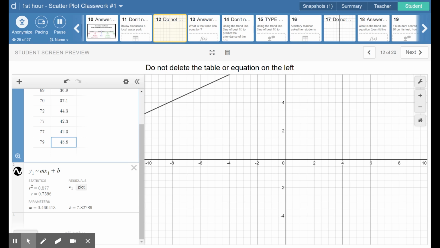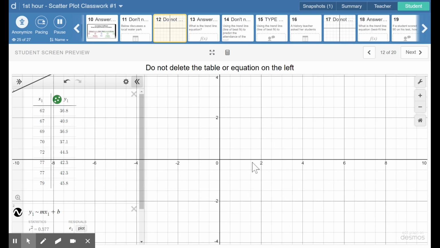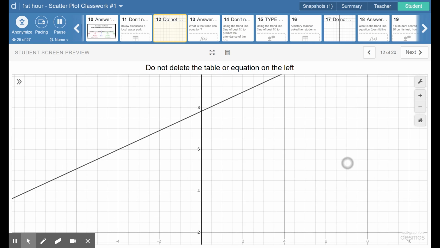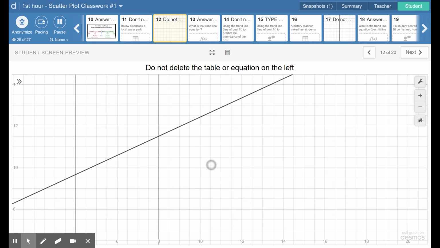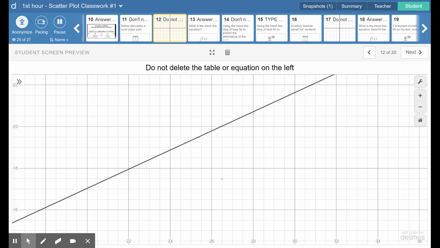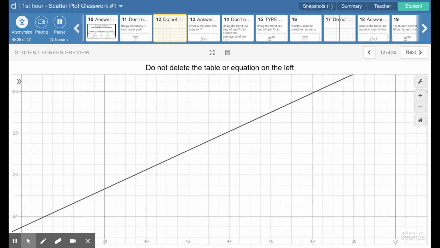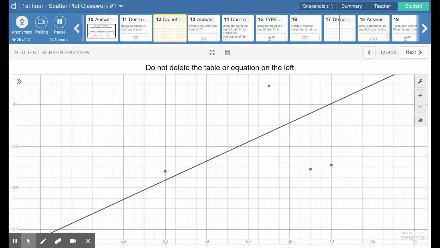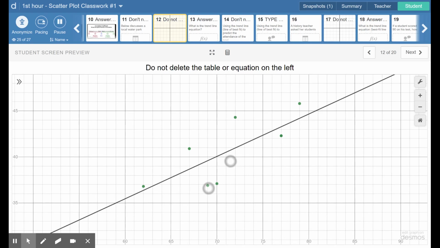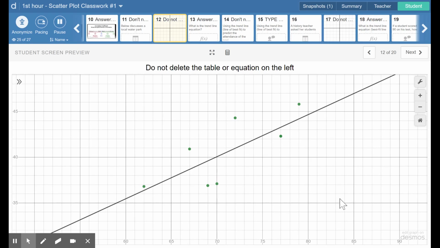But notice that the ordered pairs are not showing. You want to find where on your graph the ordered pairs are. So just follow the trend line and zoom so it's appropriate.